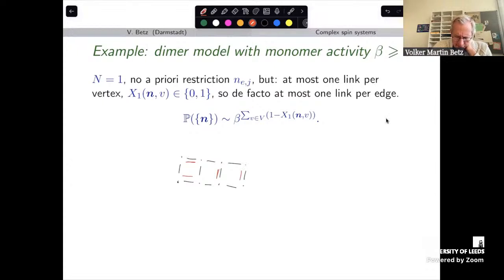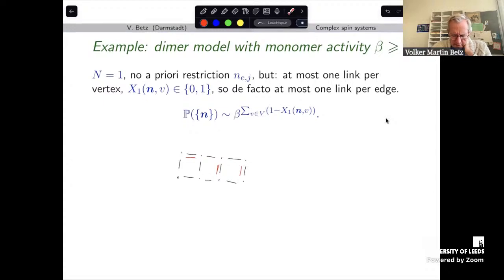For example, if I do away with this one, there is no link at this vertex here. And when this is the case, they get the factor of beta. And if they have a link, they just get a factor of 1. So the probability measure would be beta to the number, the sum of vertices that have 0 links. And formally, you can set beta to 0. And then this will actually force every vertex to have exactly one link. And this is the dimer model in a general graph.